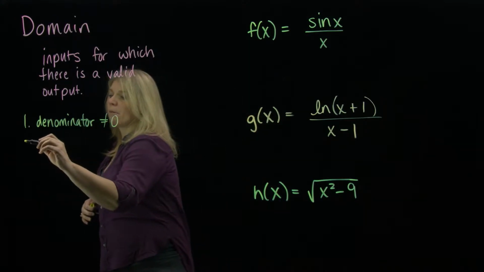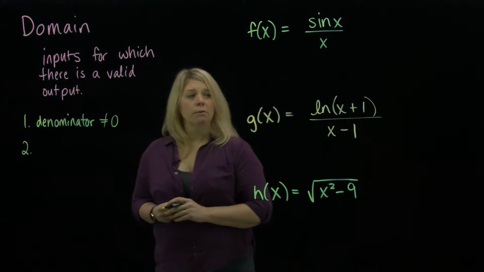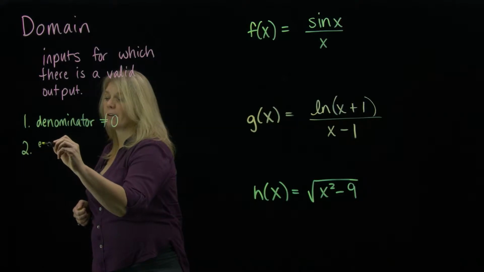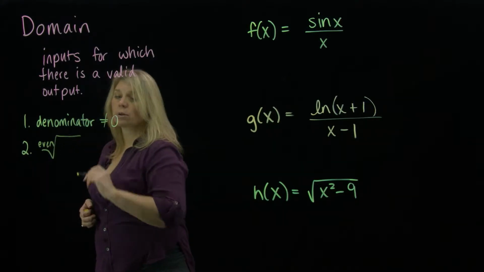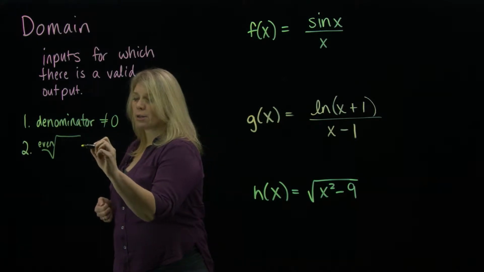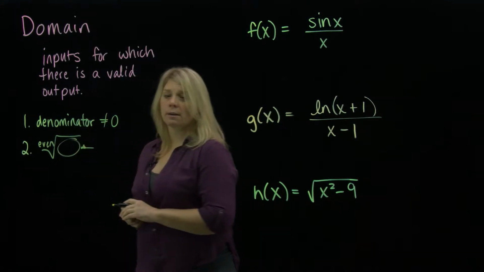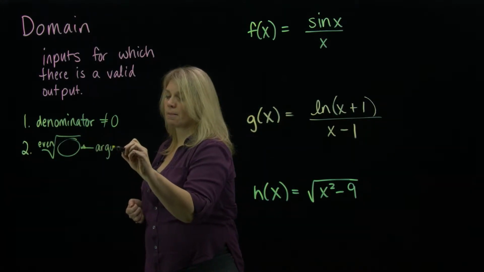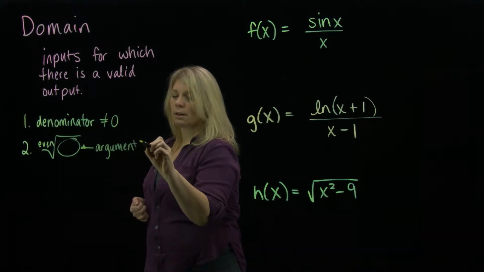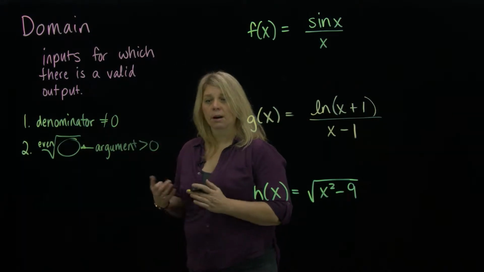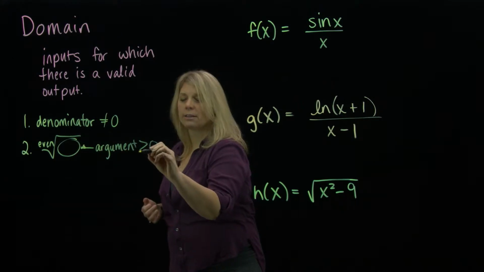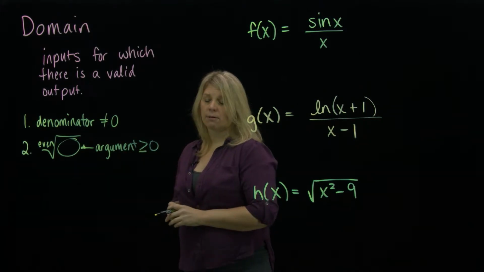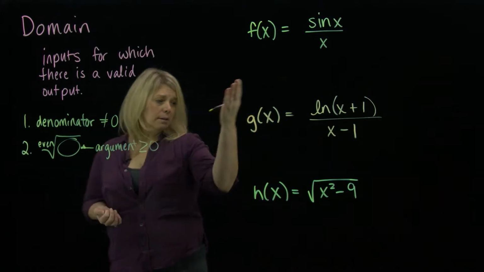Another important thing to think about with domain is that if I have radicals, the expression inside an even index radical, so a square root or a fourth root, that expression inside the radical, that's called the argument of the radical, needs to be greater than 0 or positive. The argument of the even index radical, not greater than 0, greater than or equal to 0. We can take an even index root of 0, greater than or equal to 0.